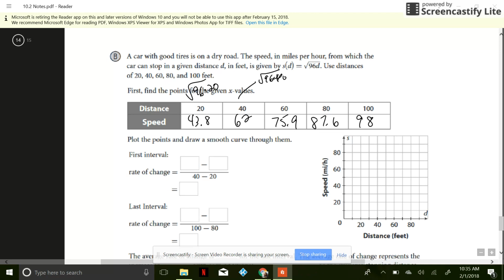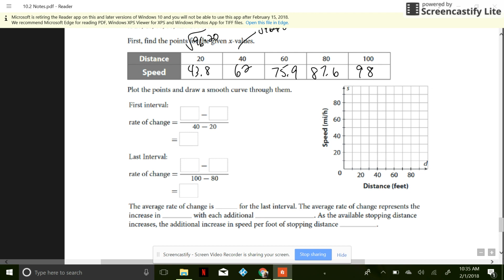So we can graph these. It's going to look something like that. I don't feel like taking the time to do that. You've got the coordinates up here. You can graph them yourselves.